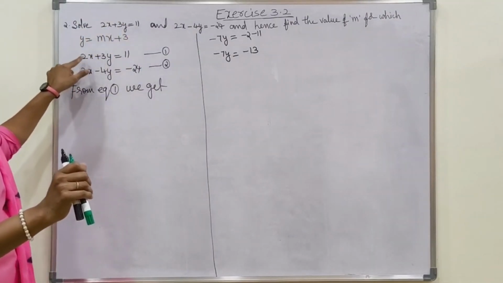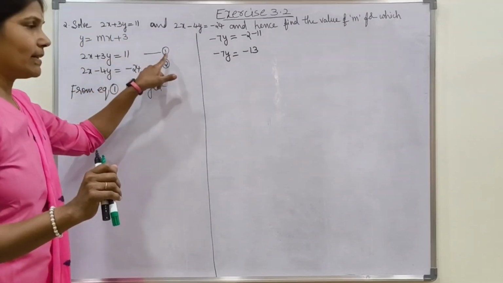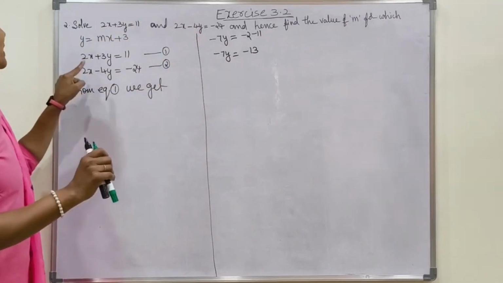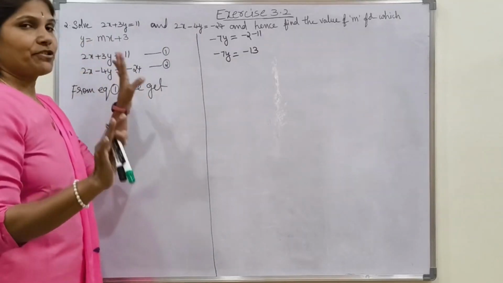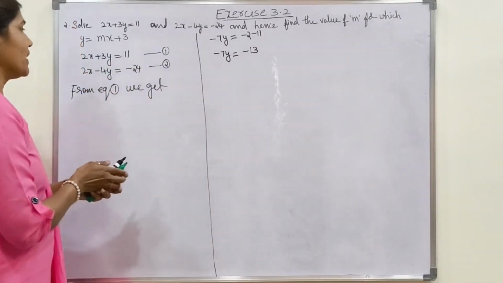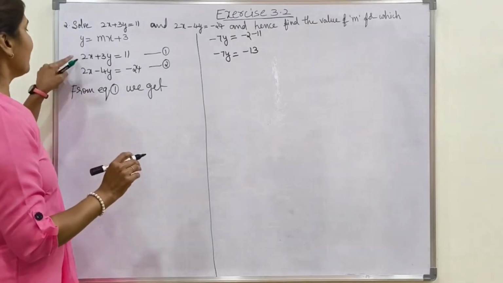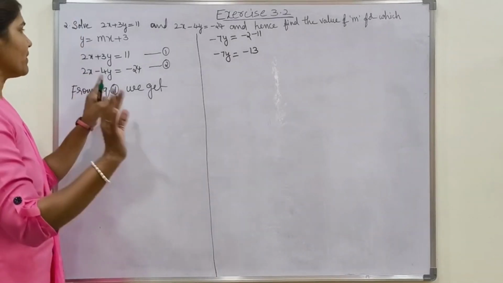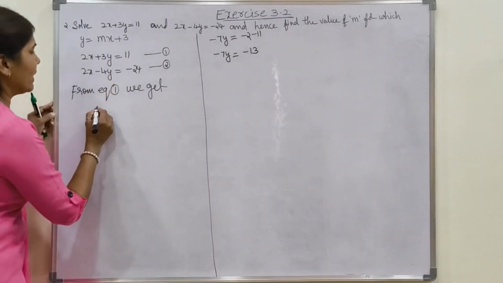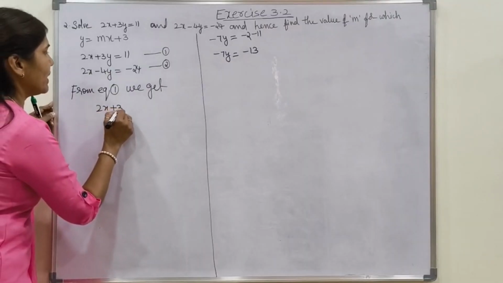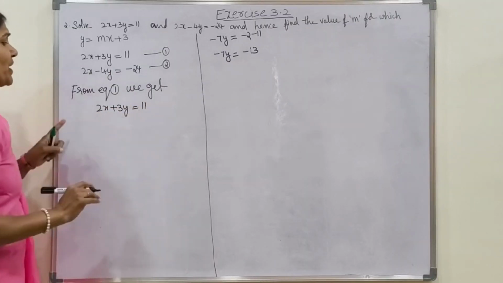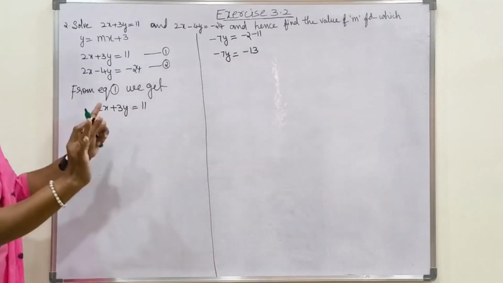So write the first equation: 2x + 3y = 11. This is the first equation. Next, 2x − 4y = −24. This is the second equation. We are using the substitution method. First, take the first equation, 2x + 3y = 11. We keep x and send the remaining terms to the other side.